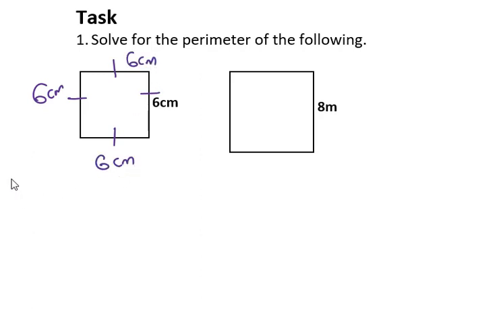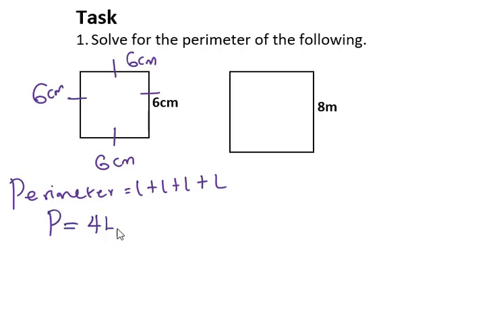So to solve for the perimeter, you can say perimeter is equal to L plus L plus L plus L. I can just say, let me use P, P is equal to 4L, and P is equal to 4 brackets. What is the L? L is the length. Just take one of them, 6. This is multiplication. 4 times 6 is 24. You drop the unit, which is centimeter, and you are done.